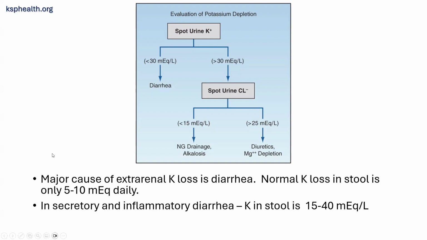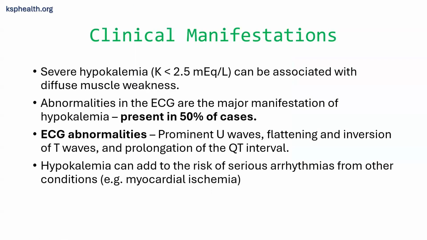So the major cause of extrarenal loss is diarrhea. Normal potassium loss in stool is 5 to 10 milliequivalents daily. In secretory inflammatory diarrhea, the potassium loss can be as high as 15 to 40 milliequivalents per liter. Clinical manifestations: severe hypokalemia causes diffuse muscle weakness. Abnormalities in ECG are present in 50% of the cases. This is the most common thing we see.